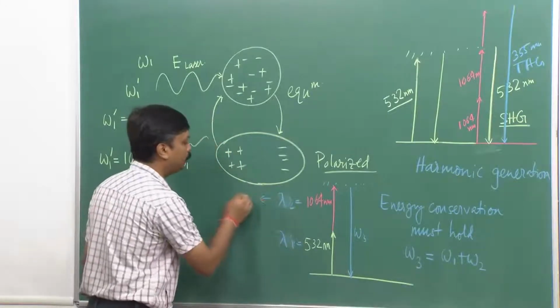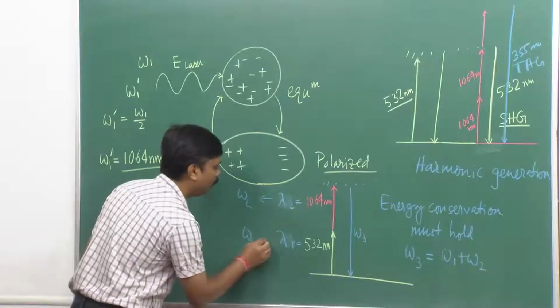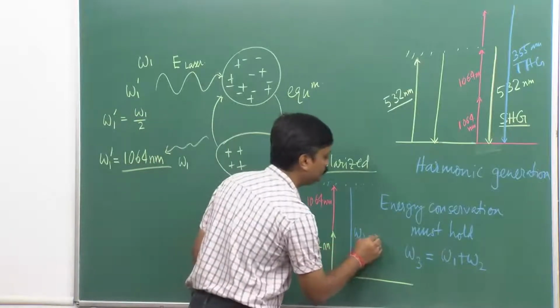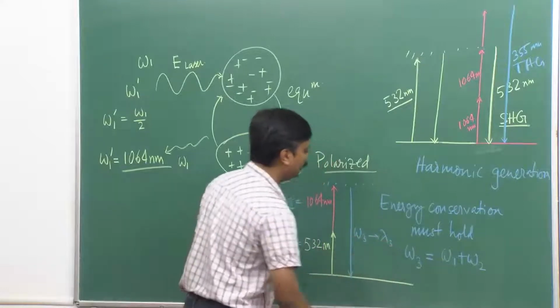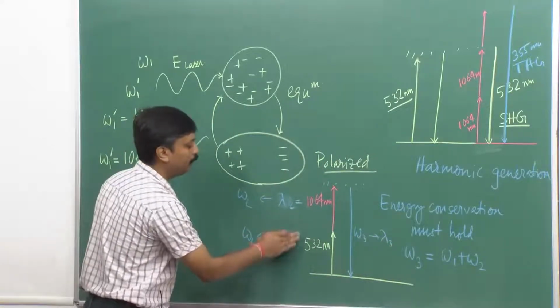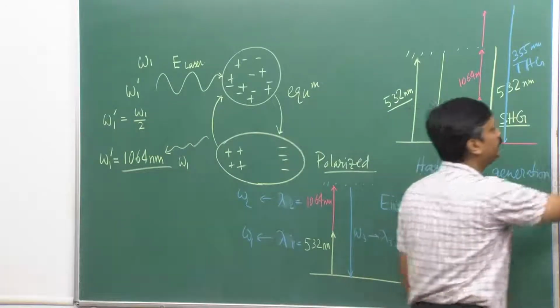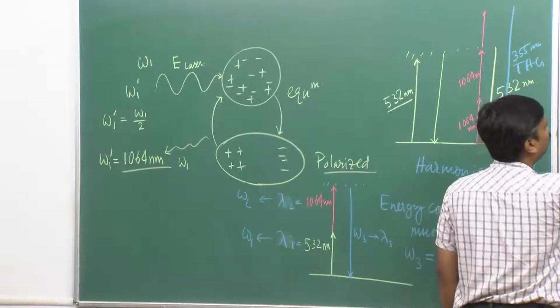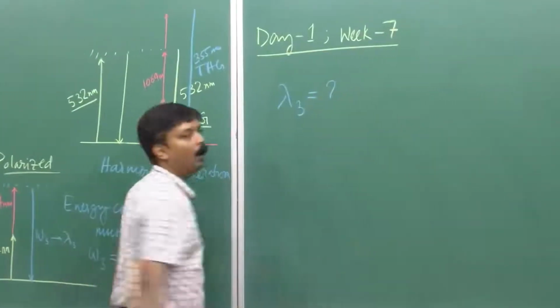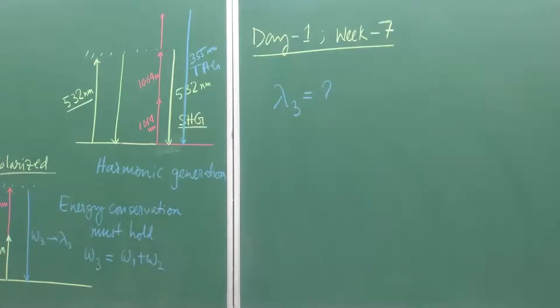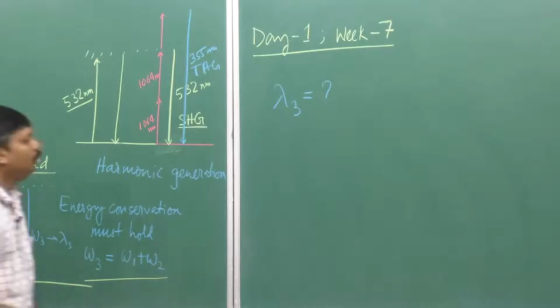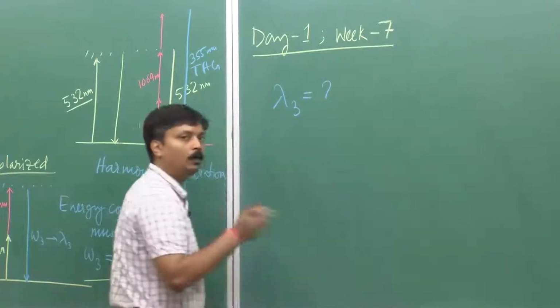Okay, I can have the corresponding omega 2 and omega 1 of course, and this has lambda 3. So, I have lambda 1 equals 532, lambda 2 equals 1064. What is my lambda 3? Okay. So, my question is, lambda 3 is what? How do I find that? That is very easy to do, because I know this equation from energy conservation. So, this is my unknown. So, how to do that?